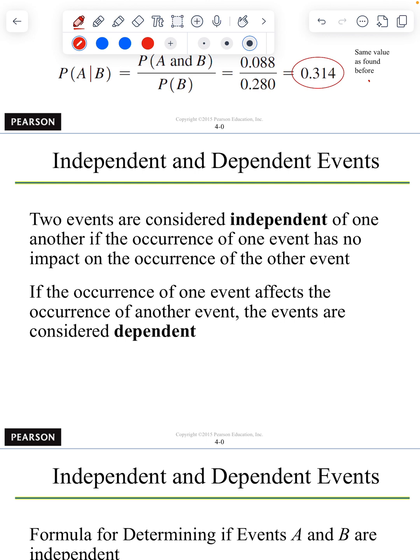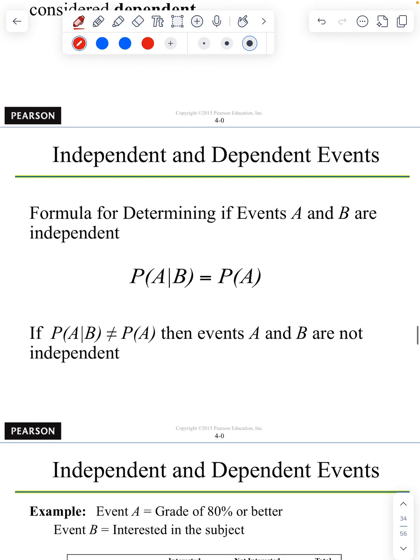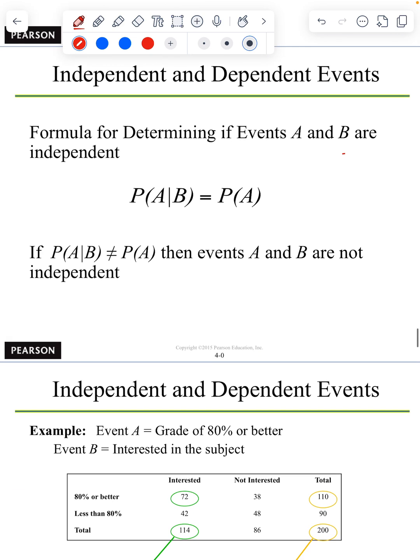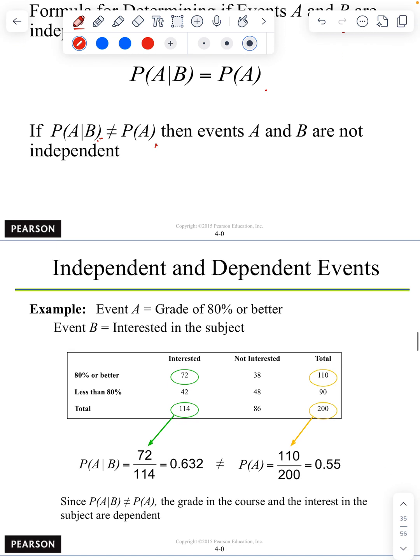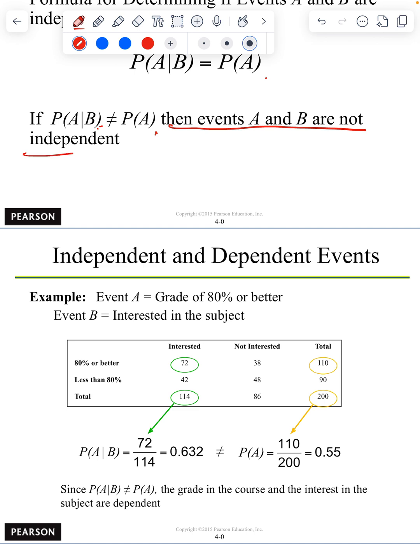Looking at independent and dependent events, two events are considered independent of one another if the occurrence of one event has no impact on the other. If the occurrence of one event affects the occurrence of another event, then they're considered dependent. So let's look at how to determine if events A and B are independent. If the probability of A given B is equal to the probability of A, they're independent. If the probability of A given B is not equal to the probability of event A, then they're not independent.